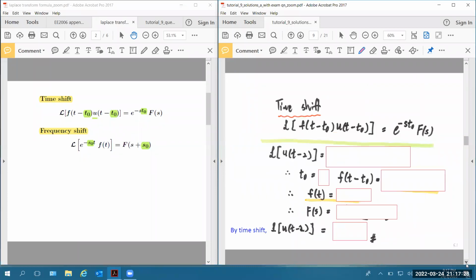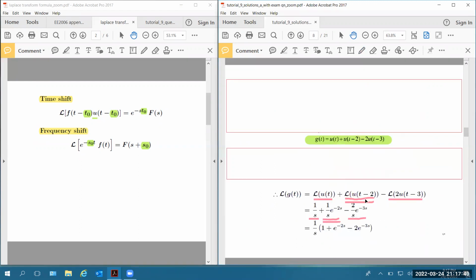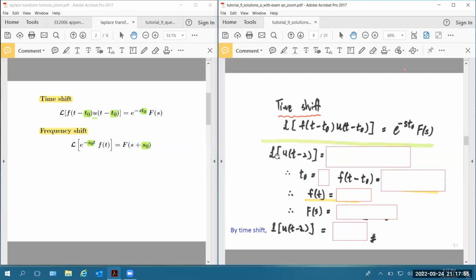The explanation is on a separate page. This is our time shift formula, exactly the same as what I have here. Our problem is we want to Laplace transform u(t minus 2). I just want to show you this term; once we know this, the other one will be similar. So we want to Laplace transform u(t minus 2).